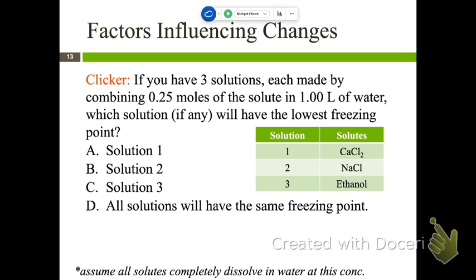So we do have a bit of a mix on this one. Why is answer A the best answer for this? Talk amongst your tables. That was not the majority answer. Talk amongst your tables. Why is solution 1 going to have the lowest freezing point?